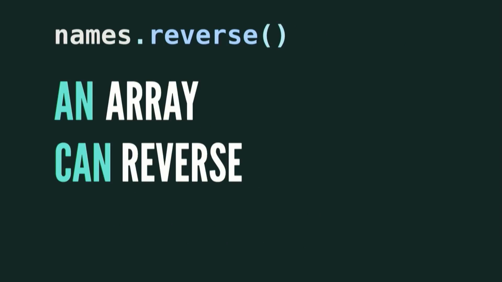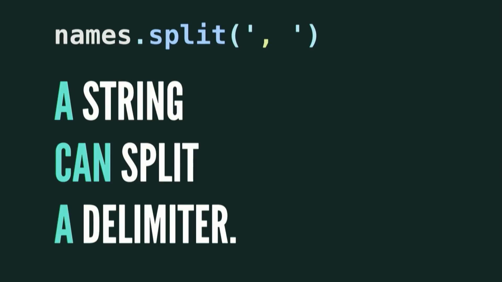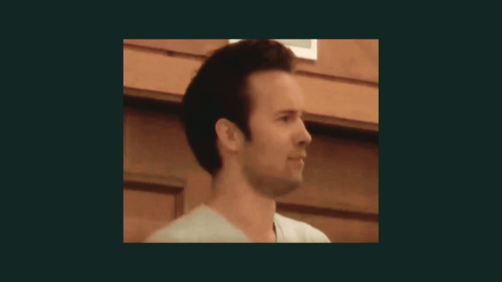Okay, so names.reverse: an array can reverse. It's a little bit grammatically awkward, but it's not too bad. I guess I can live with it. What about this one? Names.split: a string can split a delimiter. What?